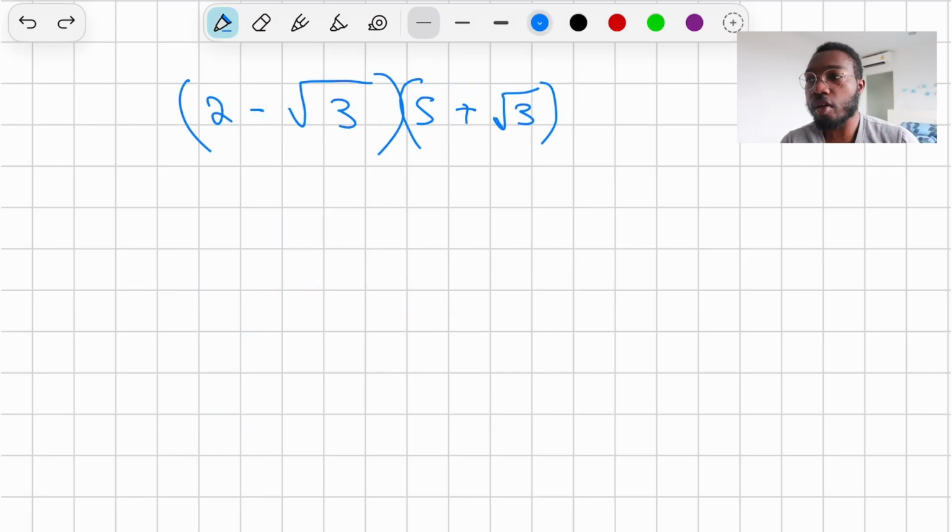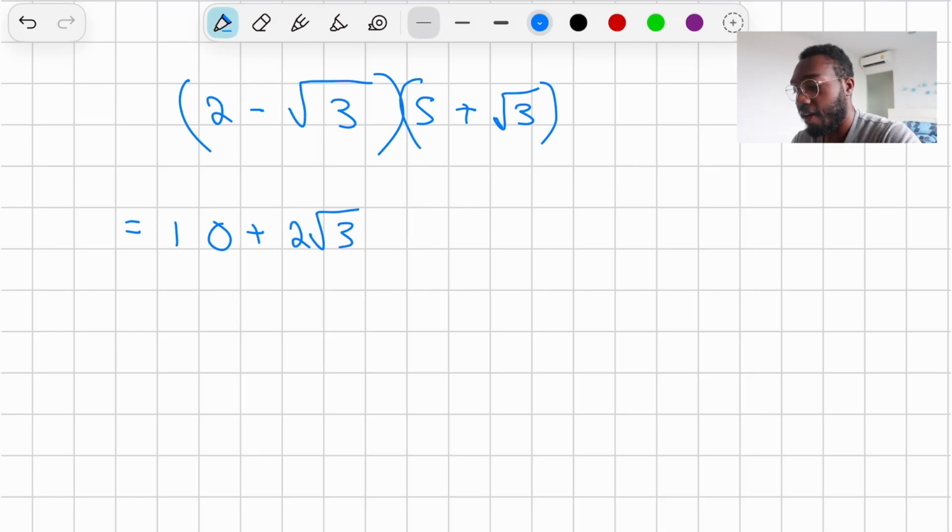Okay, so now we have 2 minus root 3, and that is all times 5 plus root 3. So again, this question is very similar to expanding the brackets when we have the normal quadratic type of brackets. We do the same thing on this one. So first things first, we'll do 2 times 5, which is 10. 2 times root 3 is just going to be positive 2 root 3. Then we have a minus root 3 times a 5, so that's going to be a minus 5 root 3.